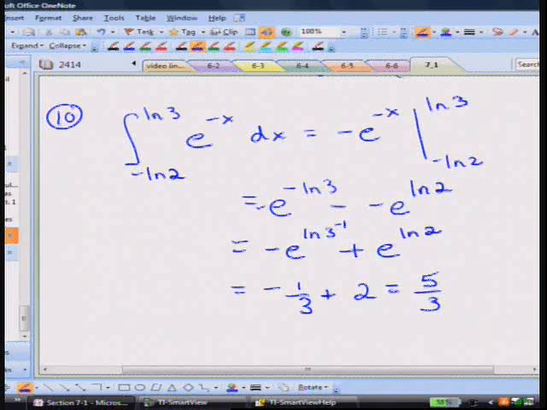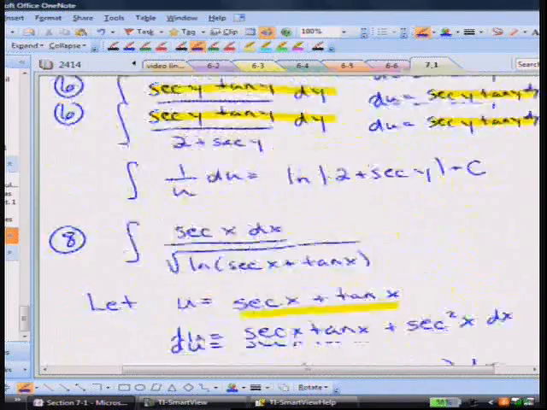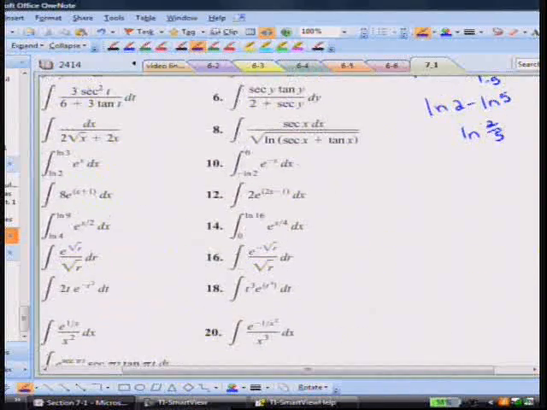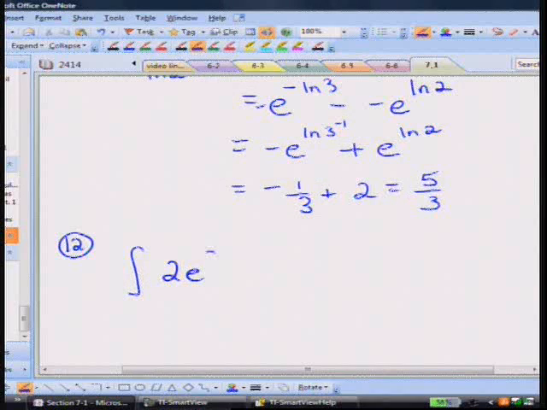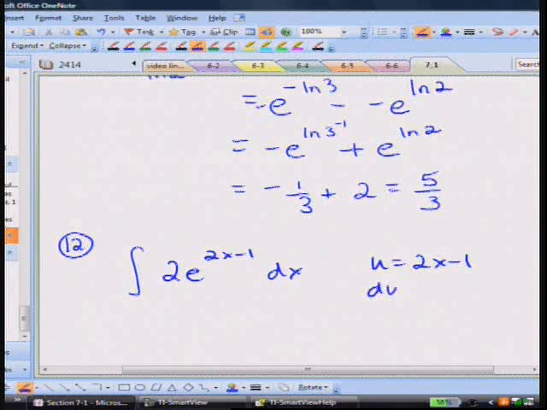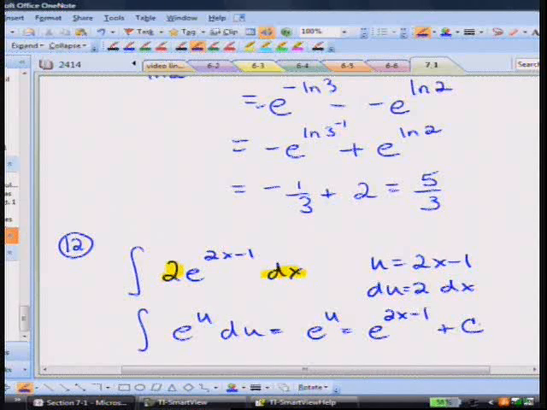Okay? All right, let's try number 12. Number 12 is the antiderivative of 2e to the 2x minus 1 dx. This one's pretty straightforward. If you let u equal 2x minus 1, then du is just 2 dx, which is exactly what you have right here. So you're just looking at the integral of e to the u du, which is just e to the u, or e to the 2x minus 1 plus c. That one was pretty easy.